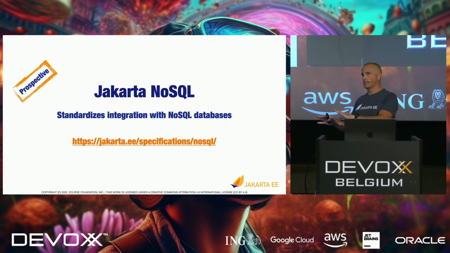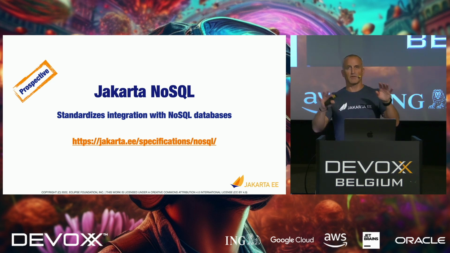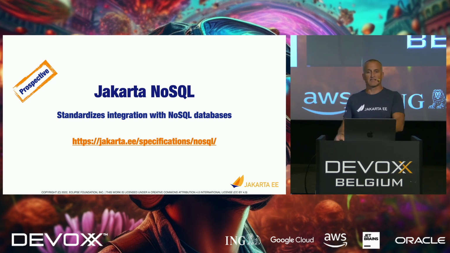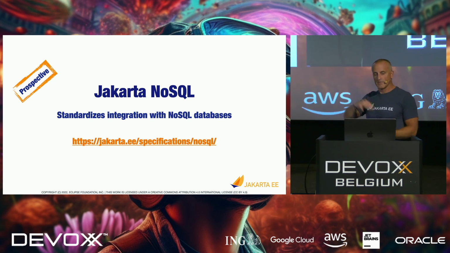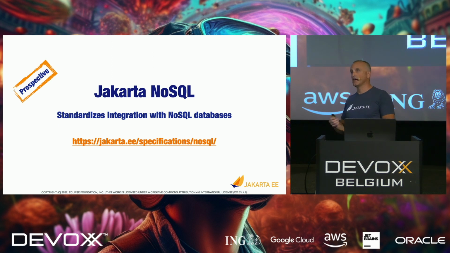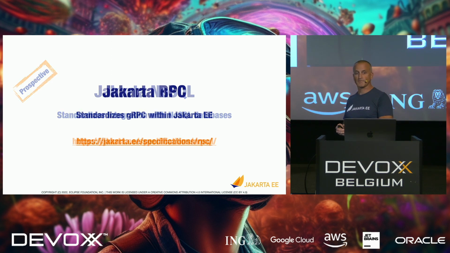Jakarta NoSQL will not be a part of EE 11 as a platform, but it's a standalone specification. This is a standardization of integration with NoSQL databases, the same way as Jakarta Persistence standardizes relational databases. When it's available, it may be picked up by, I don't know if Hibernate is going to do it or somebody else, but if that's picked up and you want to do NoSQL integration, this will be a nice, easy way of doing that, in the same way as you integrate with Jakarta Persistence.